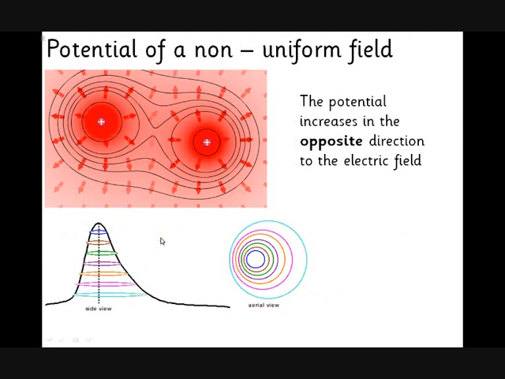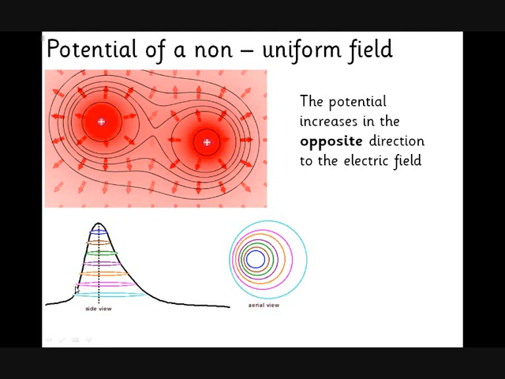Finally, just a quick look at non-uniform fields. This is quite a complicated field diagram, with two positive charges. The field between them is shown here. The red lines are showing the direction of the field, and the potential gradient you can see is increasing quite rapidly here. You can almost see this as two hills next door to each other.